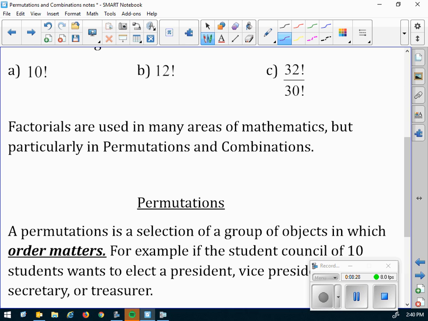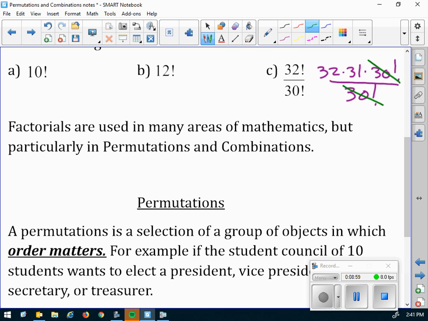Now, could we write this out? If we start writing out 32 factorial, it's going to be 32 times 31 times 30 times 29, and that would take us a very, very long time to write out, wouldn't it? But what do I have in my denominator? 30 factorial. So I could write 32 times 31 times 30 factorial over 30 factorial. That's right, and they cancel.